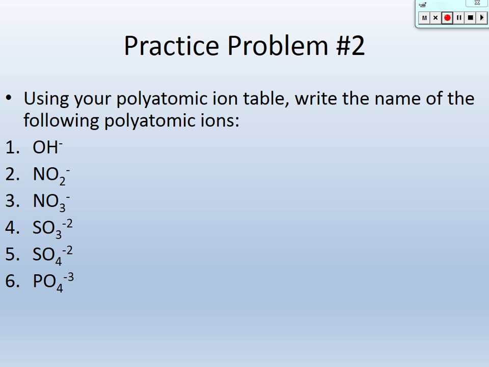I want you to go through and name, let's see, there are 7 of them here. Just use your polyatomic ion table and name them. Let me do the first couple with you. Which one is OH minus 1? Hydroxide. So just write the name. Now I think in your book number 2 is across. Which one is NO2? Is it nitrate or nitrite? Nitrite. Yes, it ends in ite, so this is nitrite.